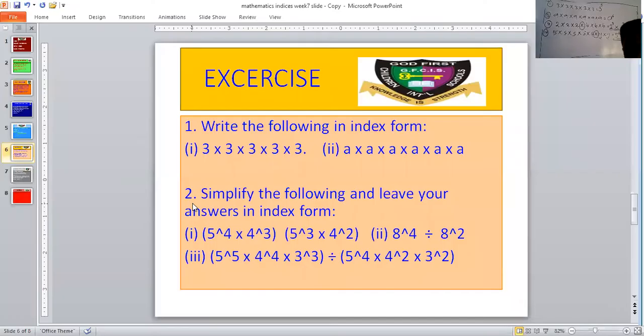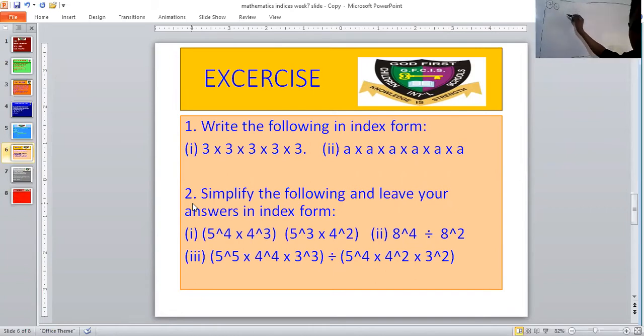Yes, what is number 2 saying? Number 2 says, simplify the following and leave your answer in index form. Yes, we can. Can I hear yes, we can? So let's go ahead. Let's take number 2. Very simple. We've just done an example under that one. The first one says simplify the following and leave your answer in index form.